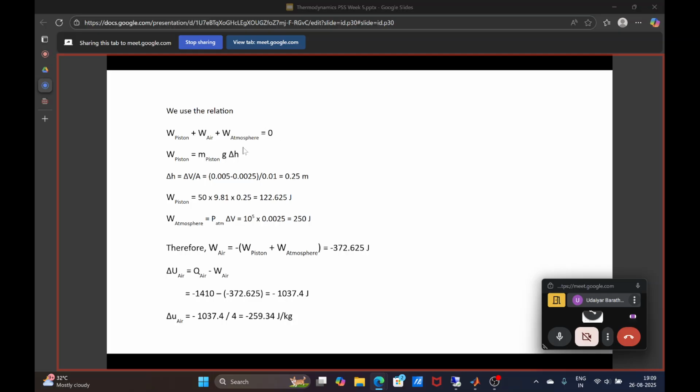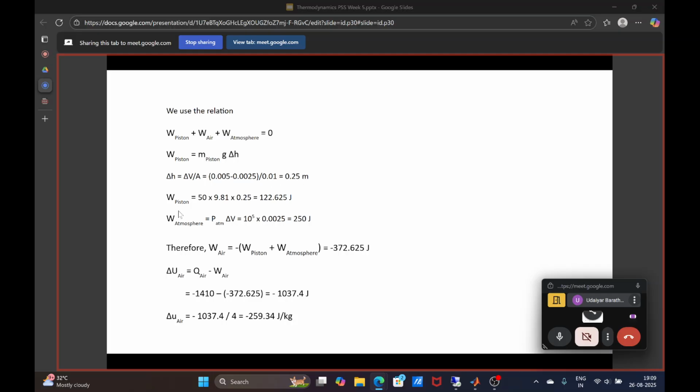So for the piston, straight away we can find out the work done, which is the change in potential energy of the piston. So mass of piston into acceleration due to gravity into delta H. So delta H is delta V by A, change in volume by area. We know the initial volume, we know the final volume, divided by the cross sectional area which is given. So 0.005 minus 0.0025 divided by 0.01 gives you 0.25 meters.